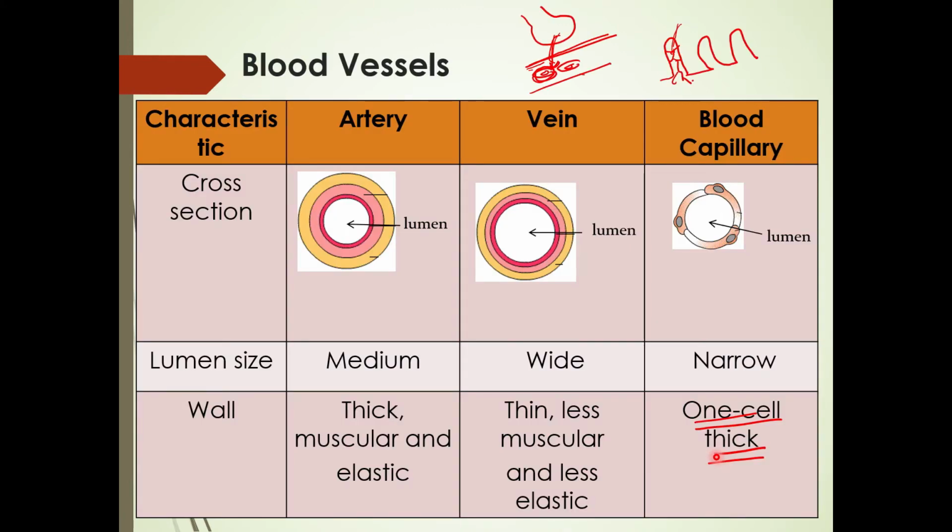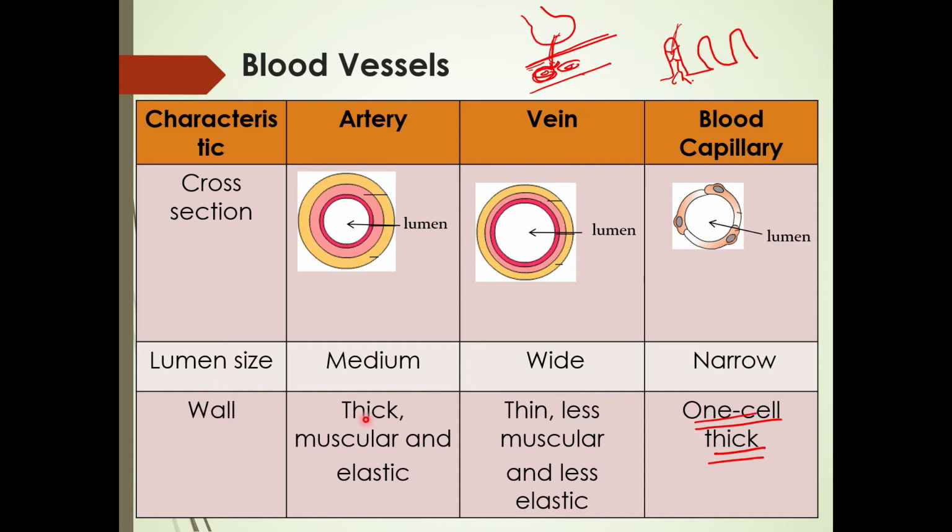Alright, so let's look at the blood vessels. This is a comparison. This is the diagram for the artery. You can see the lumen is only medium, but the vein is very wide. The lumen is actually the opening here. And this is the blood capillary.